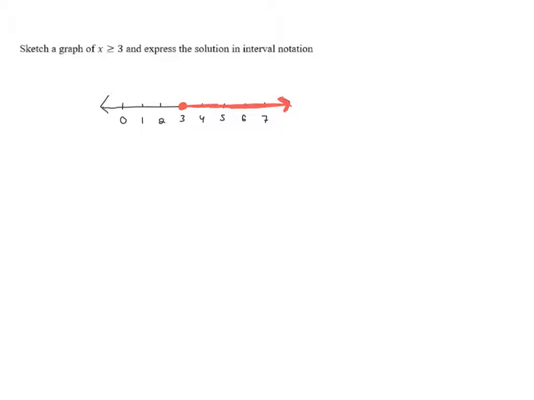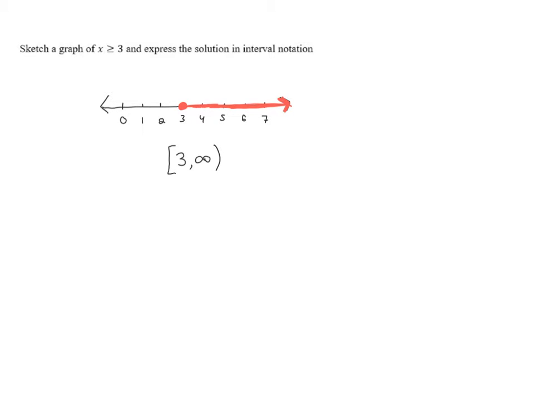Now, when we're going to write this in interval notation, we still have the same endpoints as before. The left-handed endpoint is 3, and the right-handed endpoint is infinity. But here, because 3 is allowed to be a solution, we put a bracket on the 3 instead of a parenthesis. We're still going to have a parenthesis on the infinity, because infinity is not a number, so it's not going to be an actual solution.